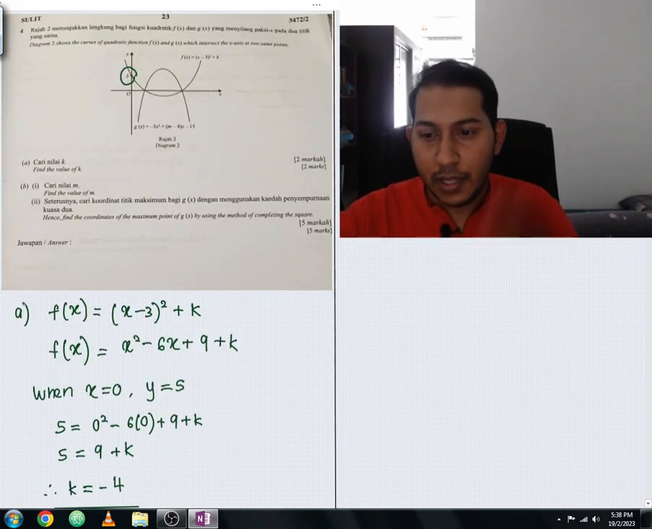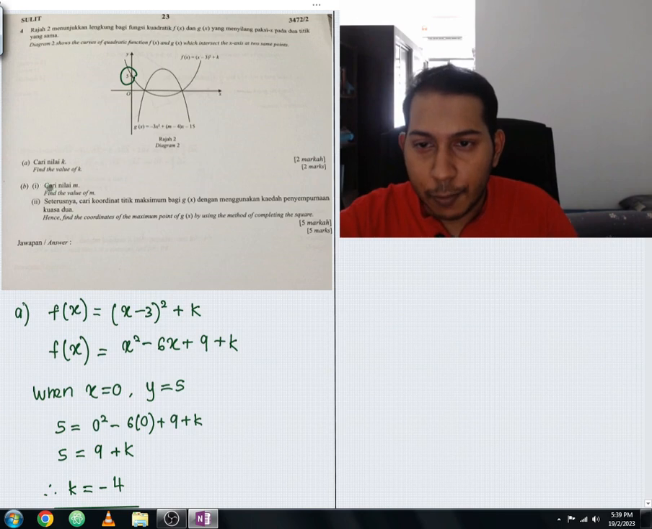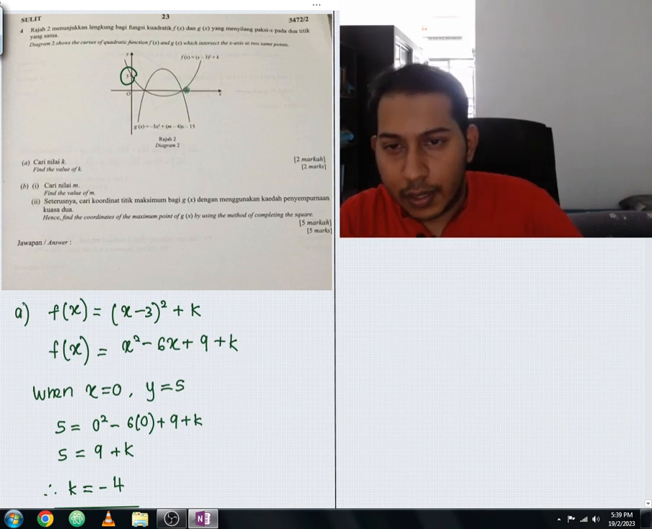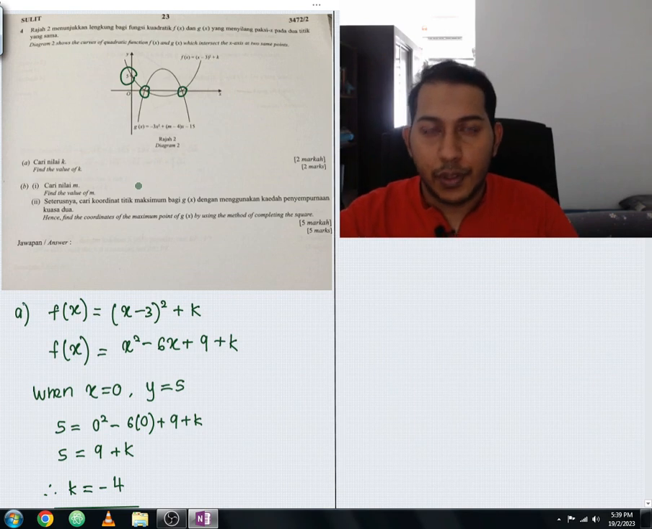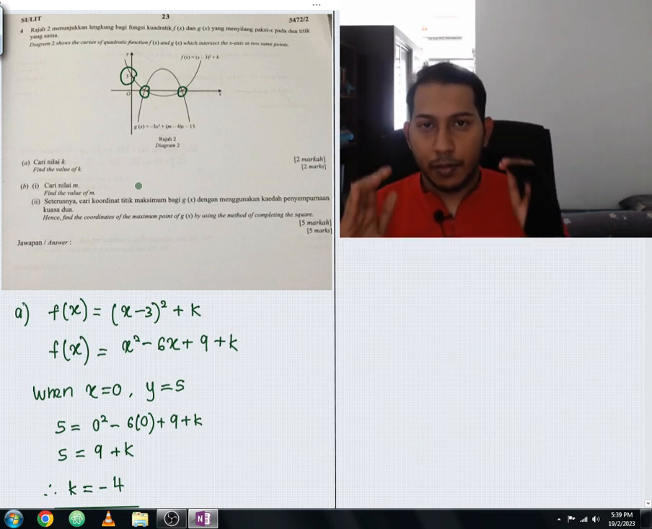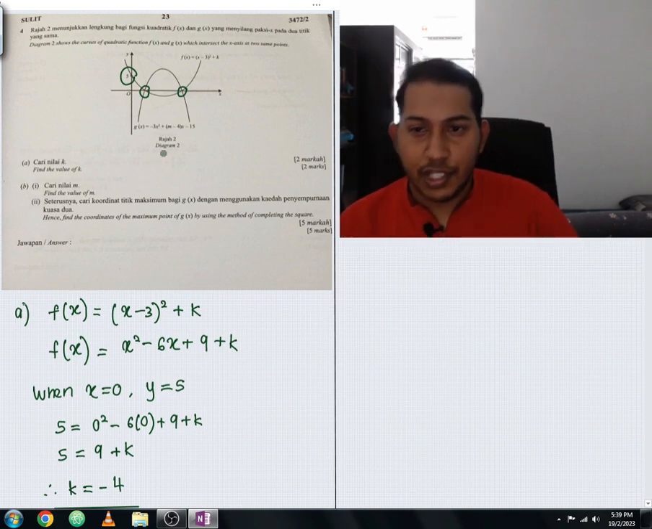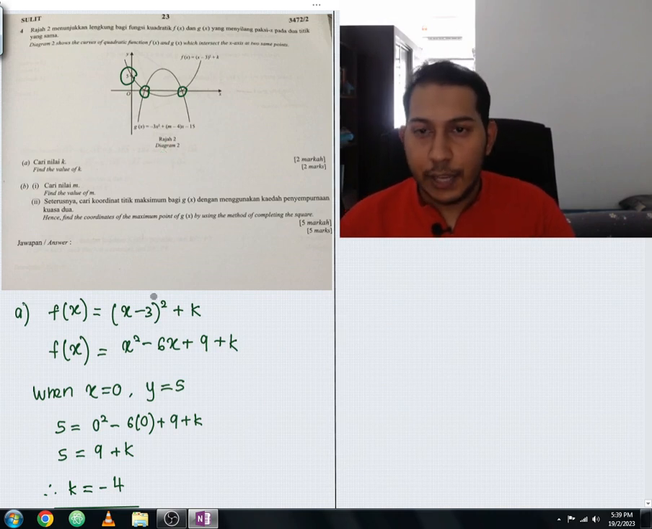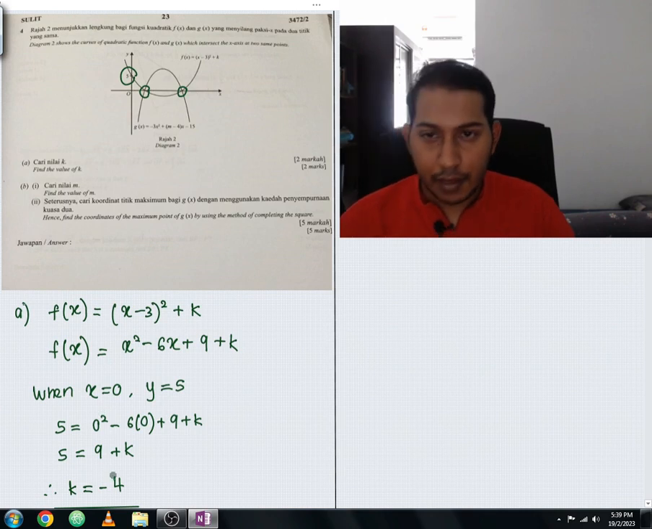We are done with the discussion of question part A. Let us proceed with our discussion for question B part 1, where we are required to find the value of m. If you take a look at this diagram, f(x) and g(x) are intersecting at these two particular points. So they are having a common intersection for f(x) and g(x), and recently we have already found the value of k for f(x), which in this case is equal to −4.